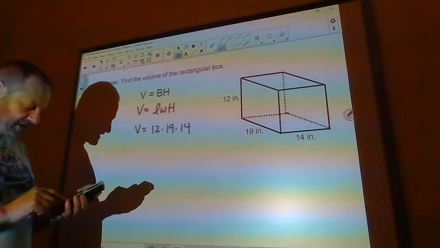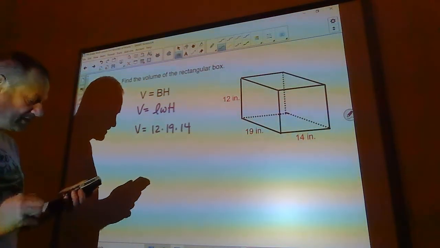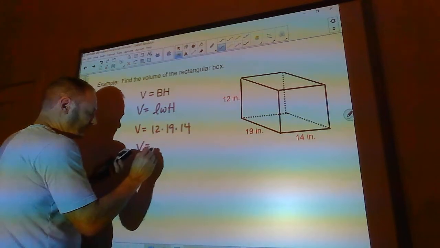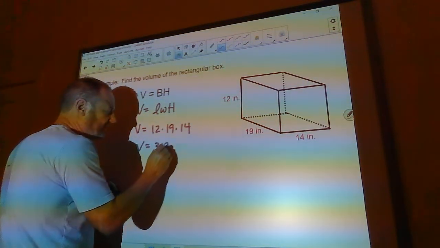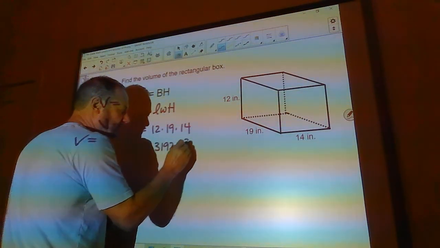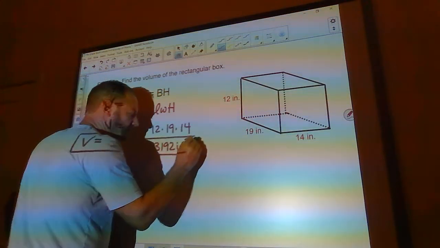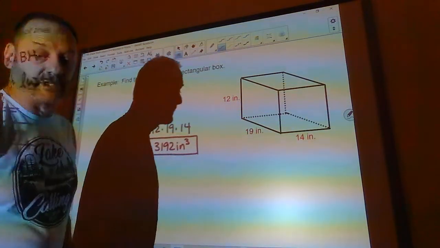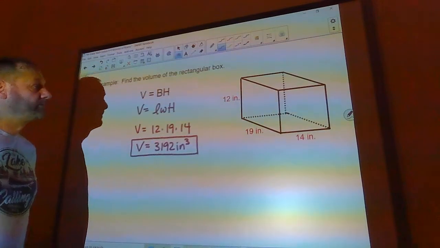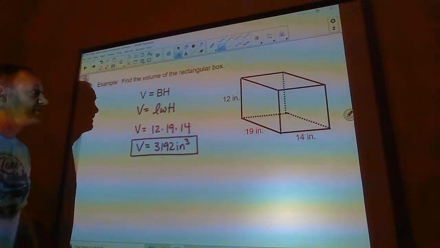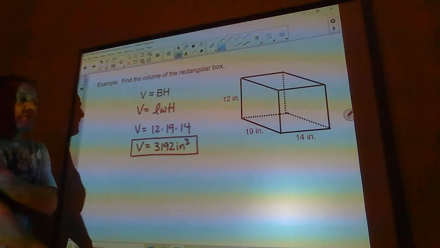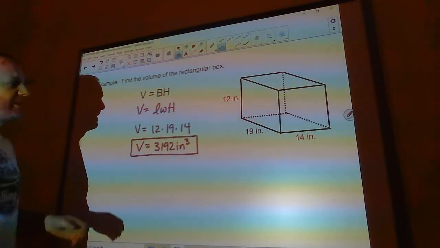So 12 times 19 times 14. This comes out to be 3,192 cubic inches. Boxes are super easy. Actually, volume is much easier than surface area because it's just a lot less busy work.